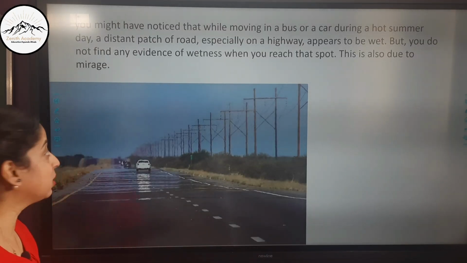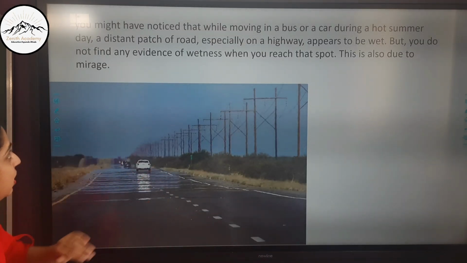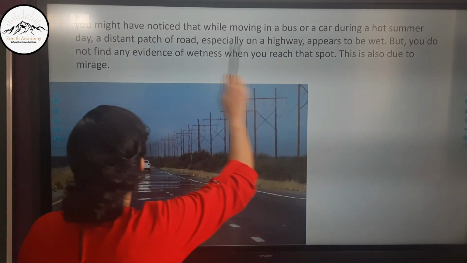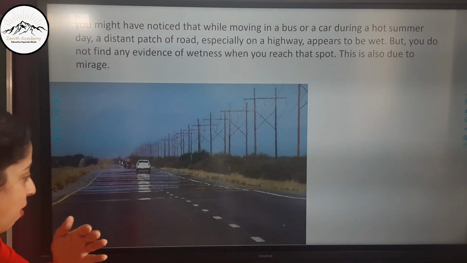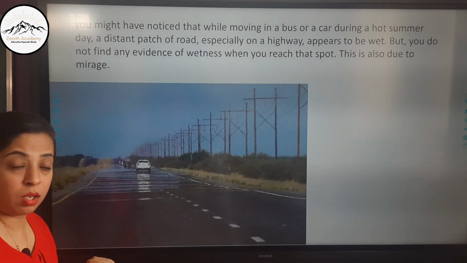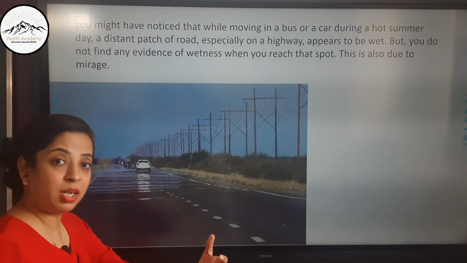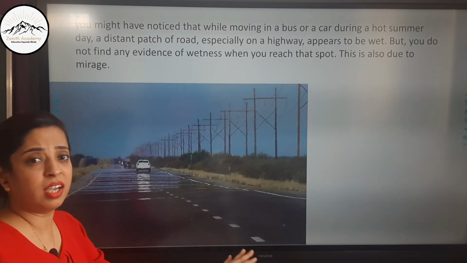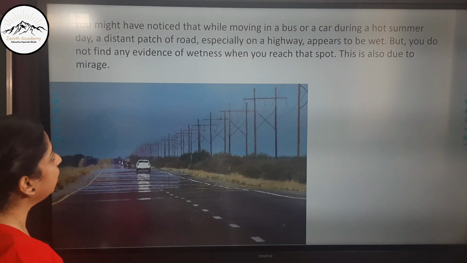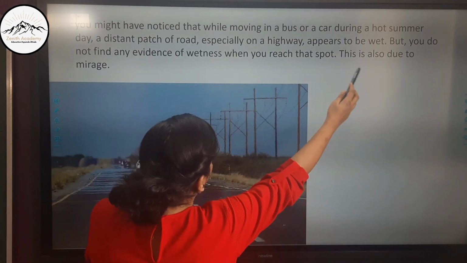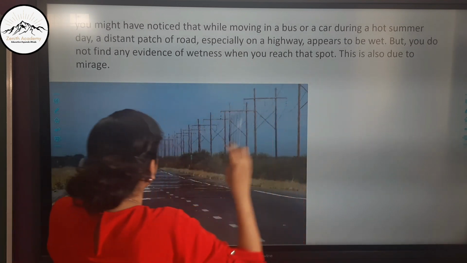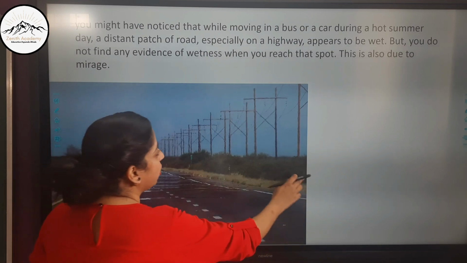Now let's talk about this. You might have noticed that while moving in a bus or a car on a hot summer day, a distant patch of road appears to be wet. Whereas when you go near to that place, you see that it is completely clear, it is completely dry. So that was your optical illusion. Especially on a highway, it appears to be wet, but you do not find any evidence of wetness when you reach that spot. So this optical illusion is also known as mirage.